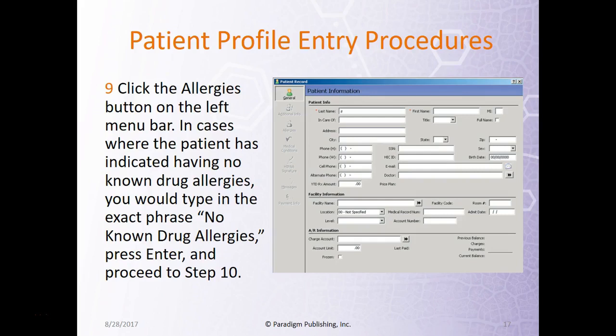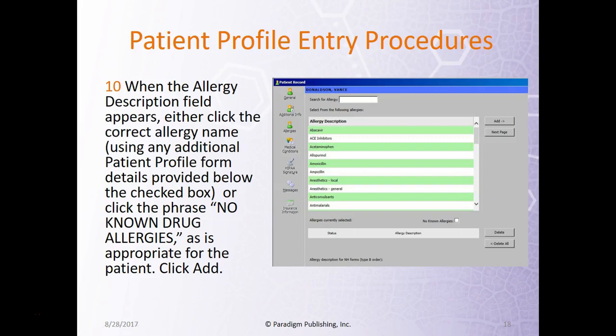And this is what the patient information page looks like. So you're going to type their last name, their first name, their middle initial, their address, the city, the state, the zip, phone number, social security number, their gender, their birth date, alternate phone numbers, their physician. There we go, allergies.